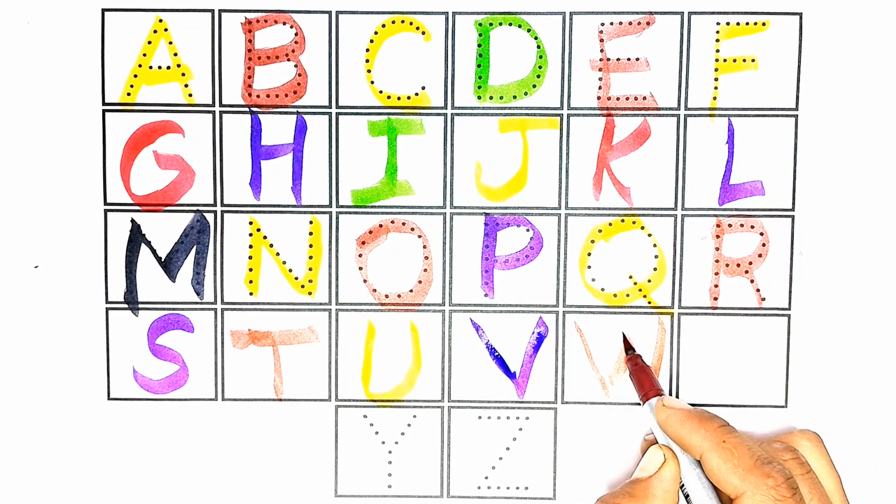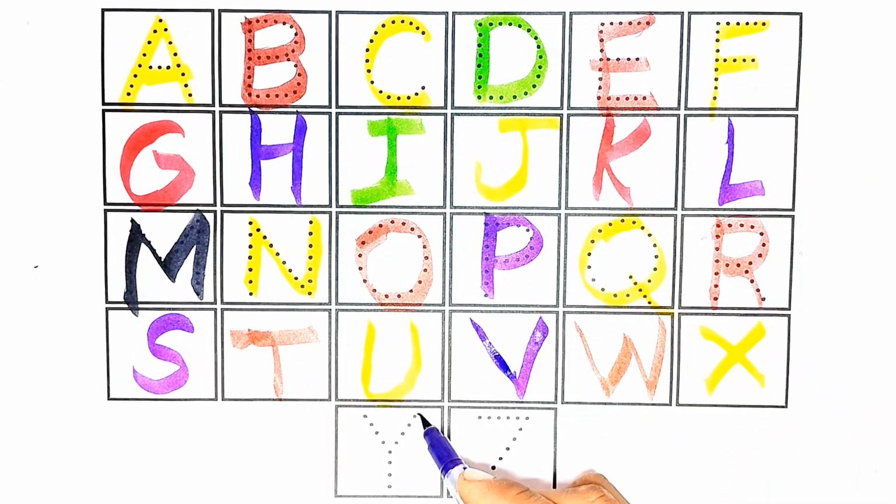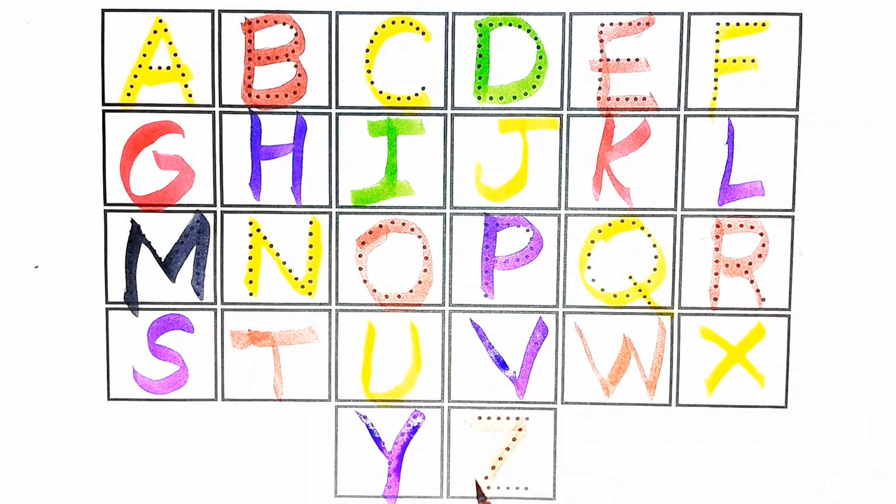W for watch. X for Xmas. Y for yak. Z for zebra.